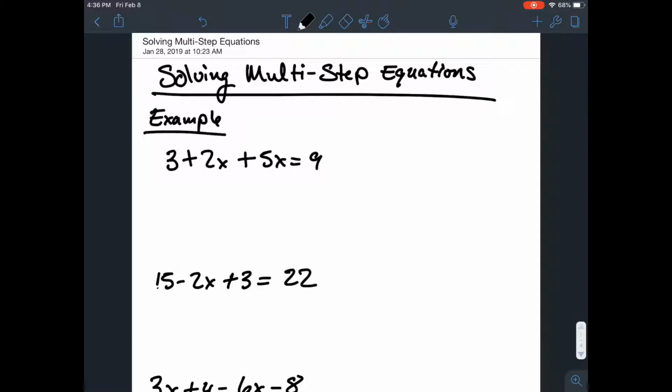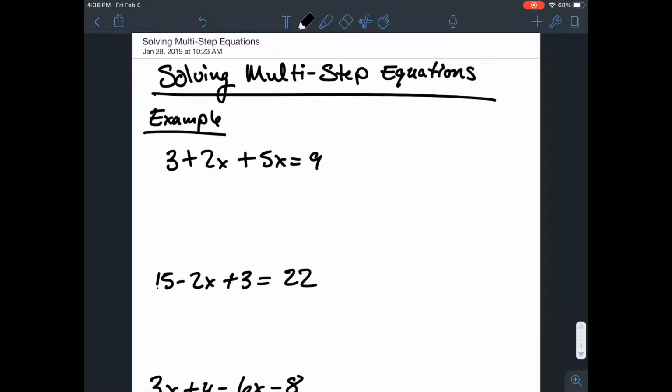Now, in our first video, we saw that for one step you always do the opposite, and then for 2-step equations, you did 2 of those 1-step equation operations to solve. Well, in multi-step, you're going to be doing 3 or more to solve, and what type of problem it is determines what steps you need to take.